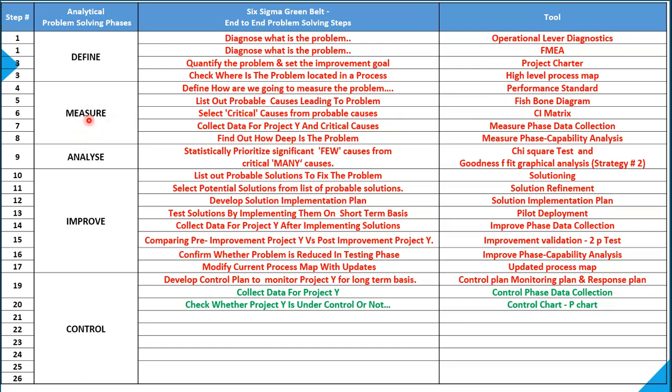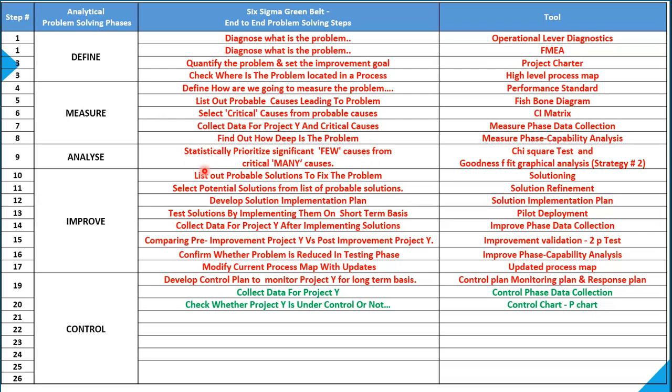That's what we're going to do in the measure phase. Now in analyze phase, all we're going to do is prioritize critical causes further with the help of statistical foundation. We started with the probable causes, and then we prioritized to the critical causes in the measure phase. Now those critical causes we need to further prioritize based on statistical foundation. In other words, we are now going to segregate the statistically significant causes from the list of critical causes, which we got through the C&I matrix.